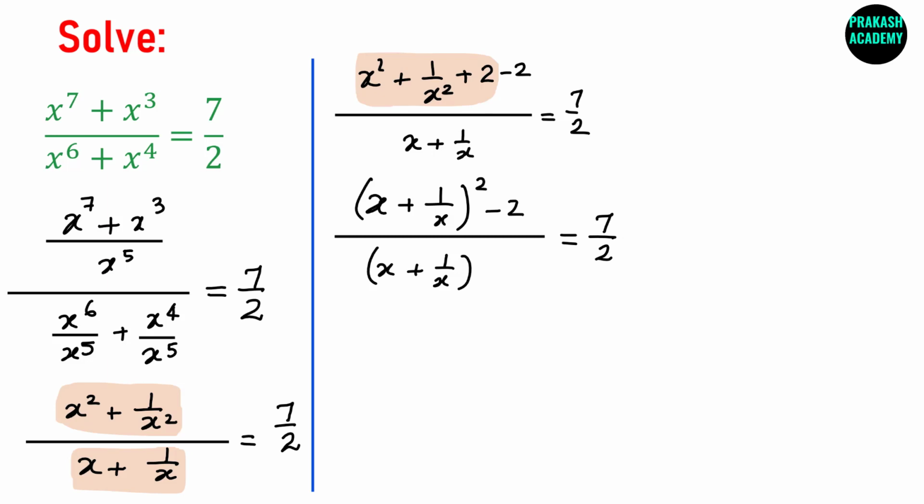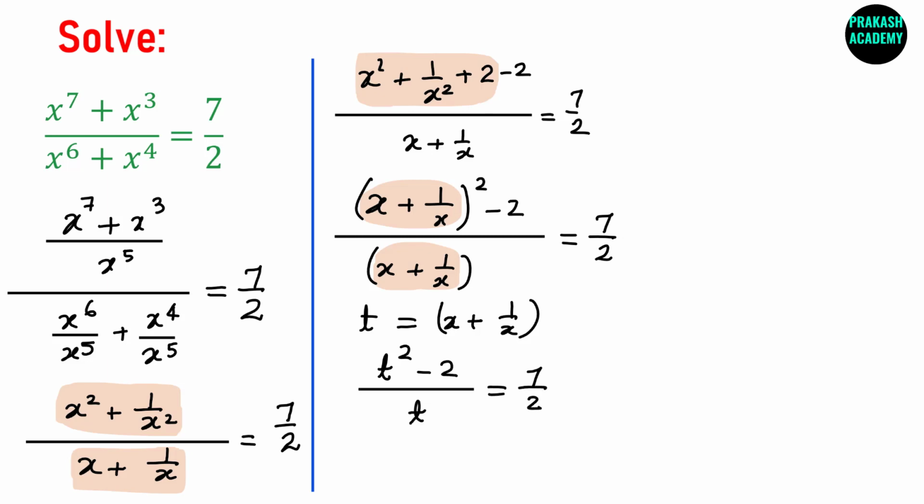Now I can make a substitution. Let us say t is equal to x plus 1 by x. You see, in the numerator as well as in the denominator, at both places you have x plus 1 by x. So if you use this t, this becomes (t square minus 2) divided by t, equal to 7 by 2. Now you cross multiply, so this becomes 2t square minus 4 is equal to 7t.